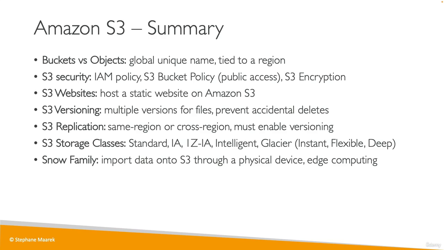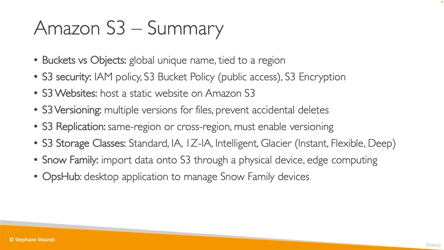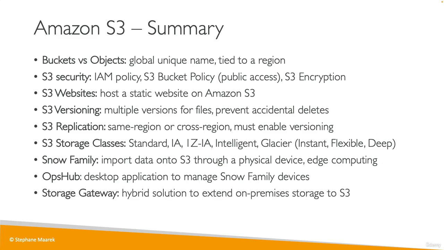We've seen what the Snow family is. So there are physical devices that are used to import data onto Amazon S3. So you have like the snowmobile, you have the snow cone, you have the snowballs, and so on. And if you use a snow cone or a snowball edge device, then you can do edge computing on your data. OpsHub is a way to get a desktop application to manage your Snow family devices and add data onto them.